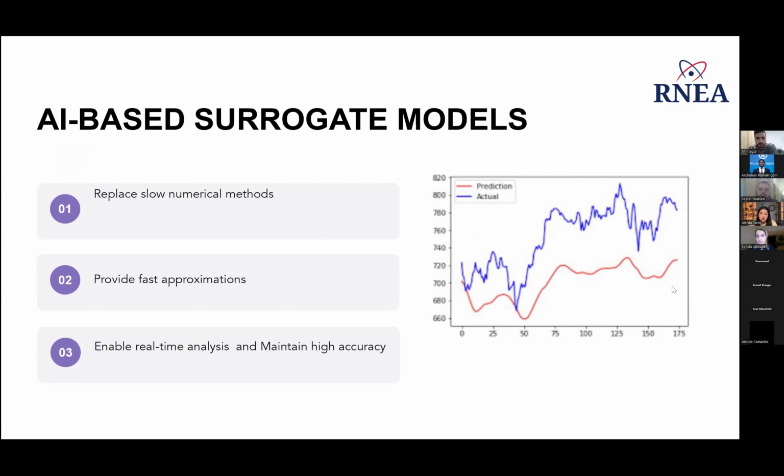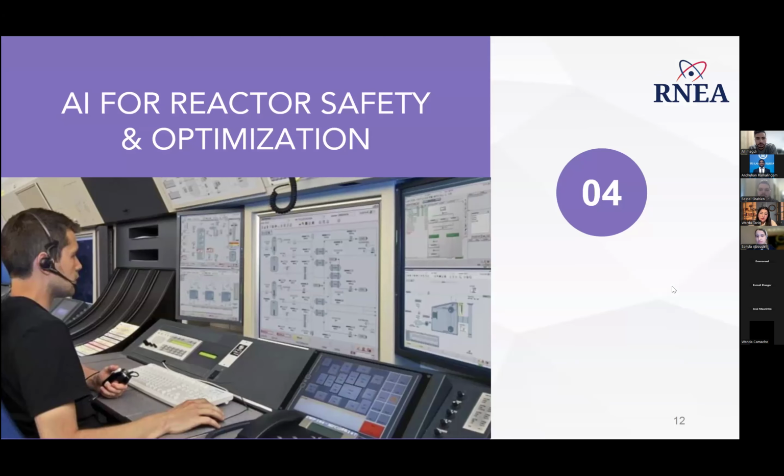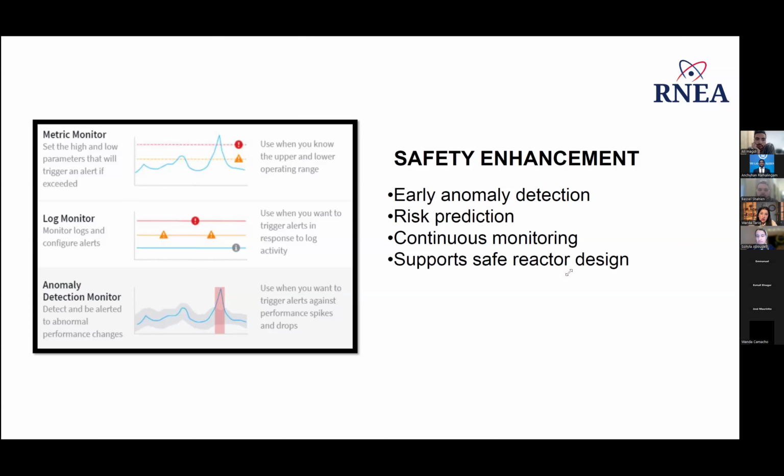So now let's talk about AI for reactor safety and optimization. Now let's move on to one of the most important parts. In nuclear engineering, safety is always the highest priority, and at the same time, engineers also want to make the system more efficient, and AI can help us with both goals. Let's talk about safety enhancement. AI can contribute to reactor safety in several ways.